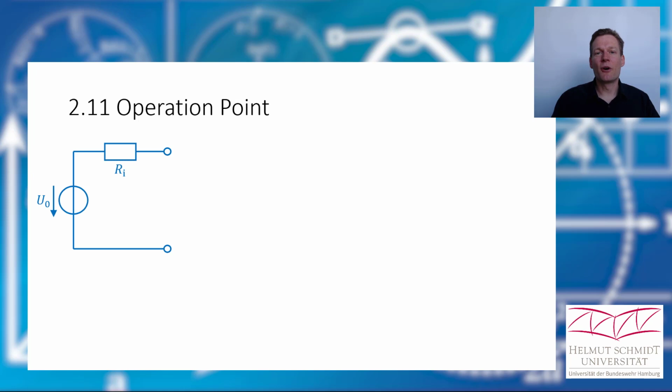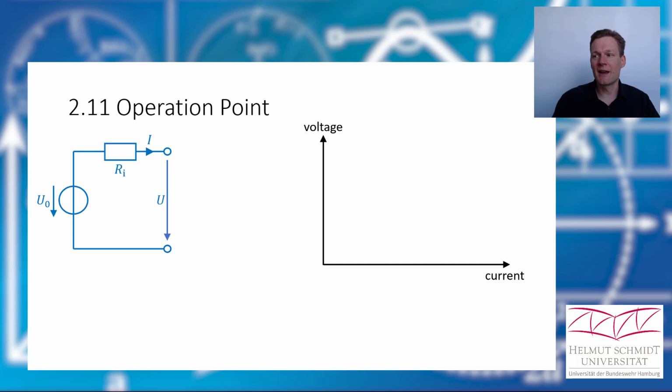Let's begin with the operation point. Okay, we discussed practical sources. And you know that when you have a current flowing out of a practical source, then there will be a voltage drop at its clamps, and then the output voltage of this practical voltage source will be calculated like this, and therefore we have an output characteristic curve, and it looks like this.